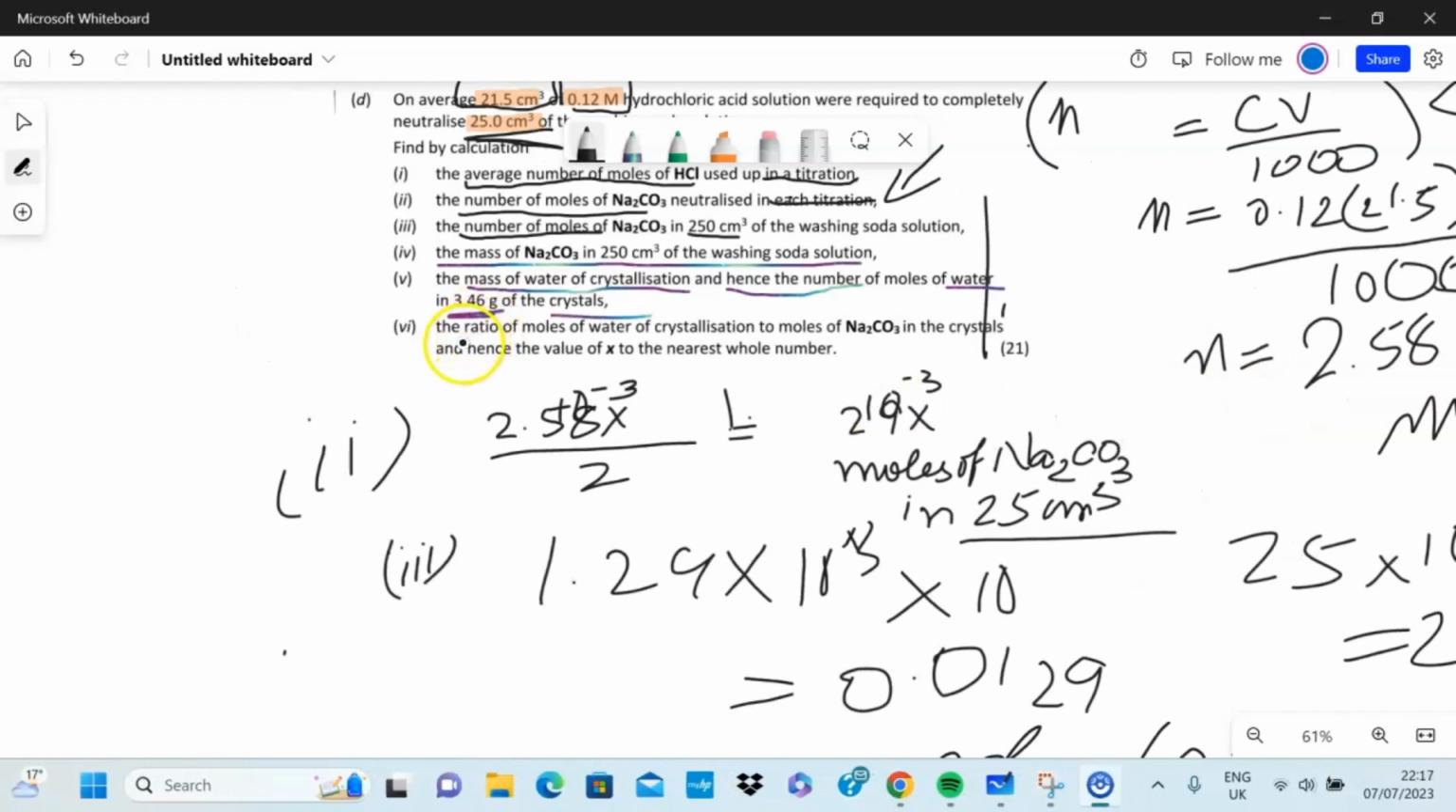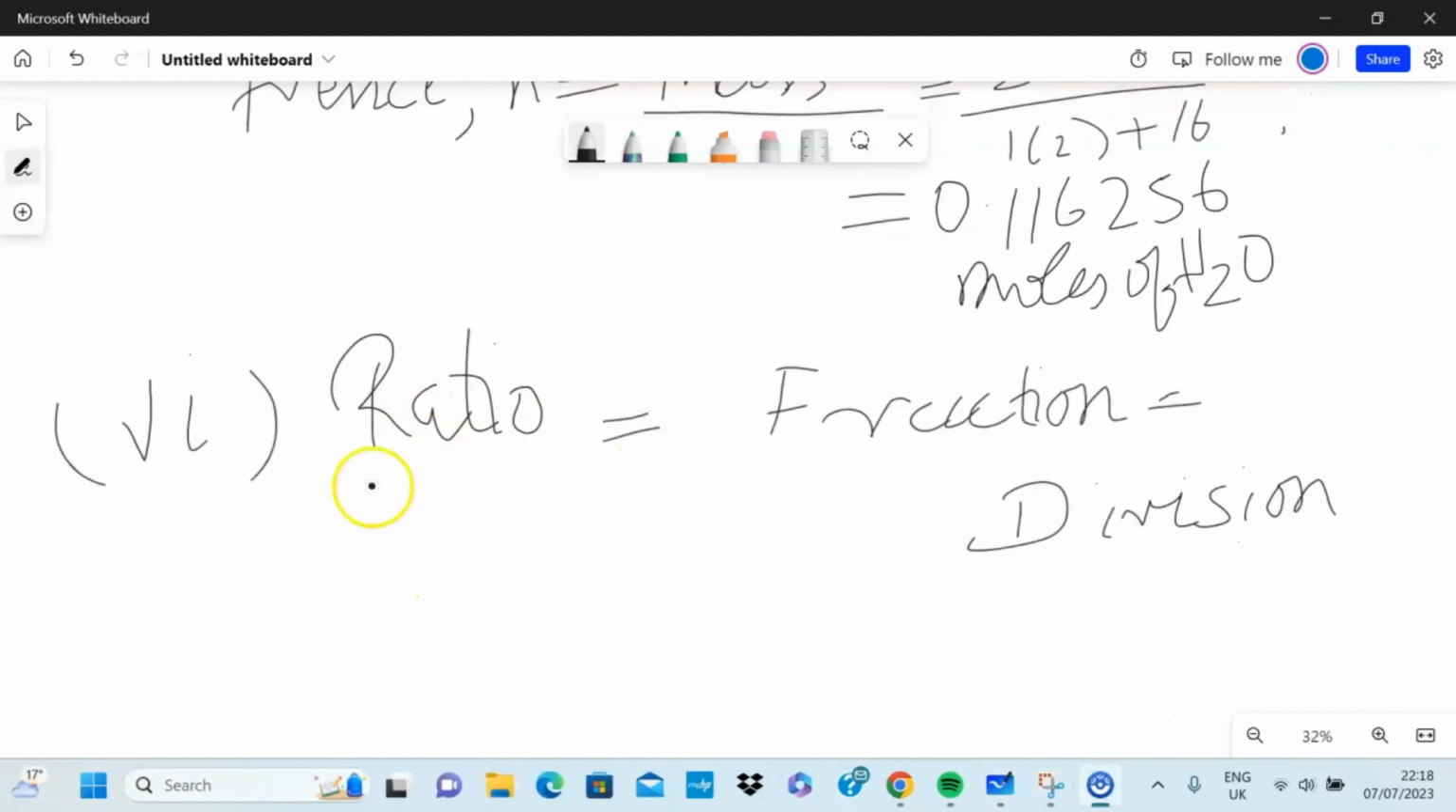Alright, so last question, finally. The ratio of moles of water of crystallization to the ratio of Na2CO3, and hence find the value of x to the nearest whole number. So remember, ratio is the same as fraction, and a fraction is the same as division. For example, 1:2 is the same as 1 divided by 2, or a half, a fraction. So what they're asking you is to divide the moles of water by the moles of Na2CO3.